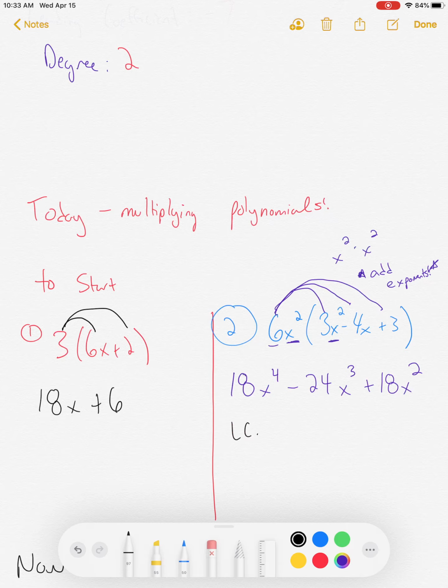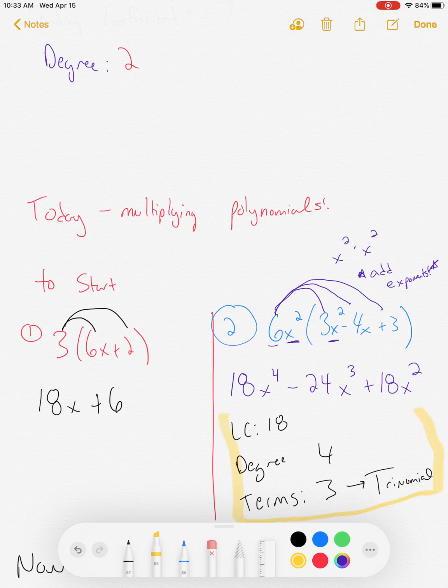Okay, so I don't have this written down, but my leading coefficient here is 18. My degree is 4. There are 3 terms, so this would be a trinomial. And again, that part that I'm going to put in this yellow box, that's not really necessary. Now, I just wanted to go over that for a quick review from yesterday as well. Okay, so everything up to this point should be a review.